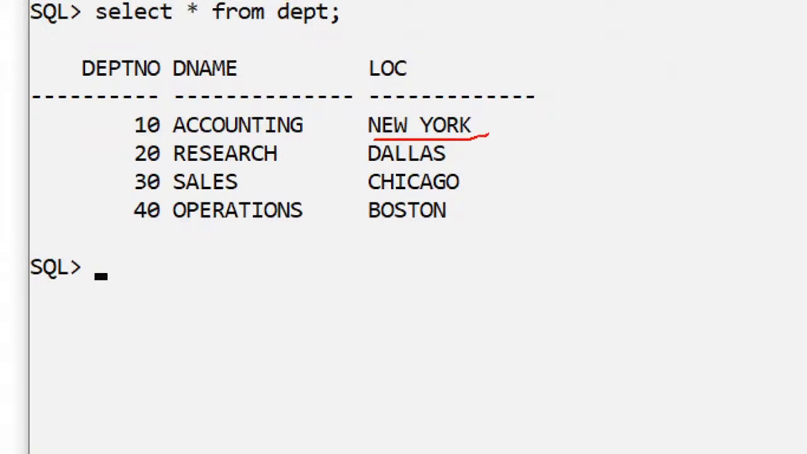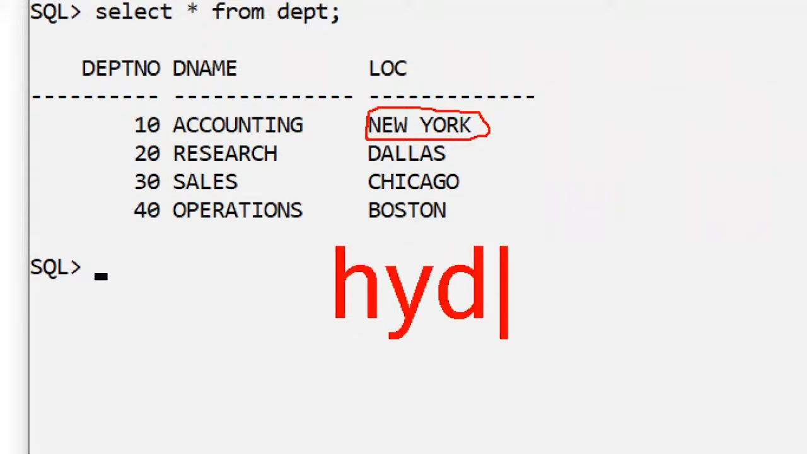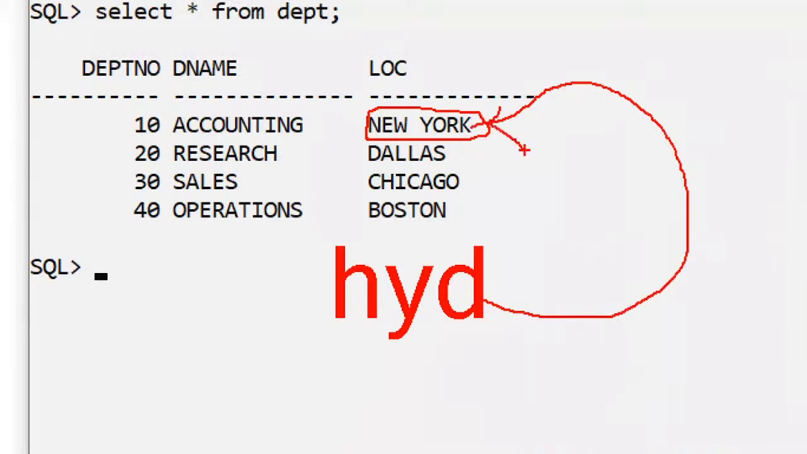Observe here. New York is a city, for example. In my project, I want to change this New York location to Hyderabad. Suppose I want to change this New York location into Hyderabad as the location. I want to change it in this relational database.